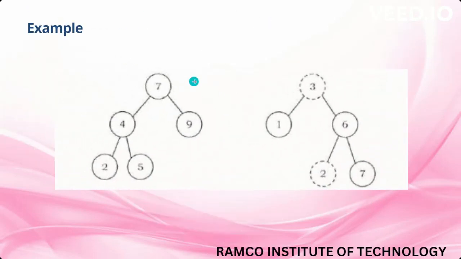This is the example we have taken. Here we have two trees. The left one is a binary search tree. The right one is not a binary search tree because all the elements in the left subtree of the root node should be less than the root node and all the elements in the right subtree should be greater than the root node. Here the root node is 3. The element 2 should not come on the right side of the root node 3. So it is not a binary search tree. The left one is the binary search tree.